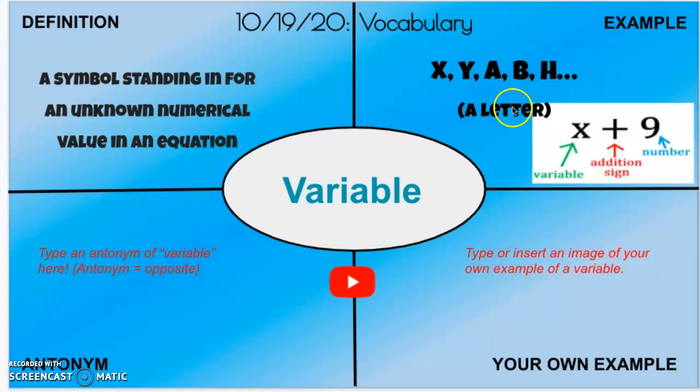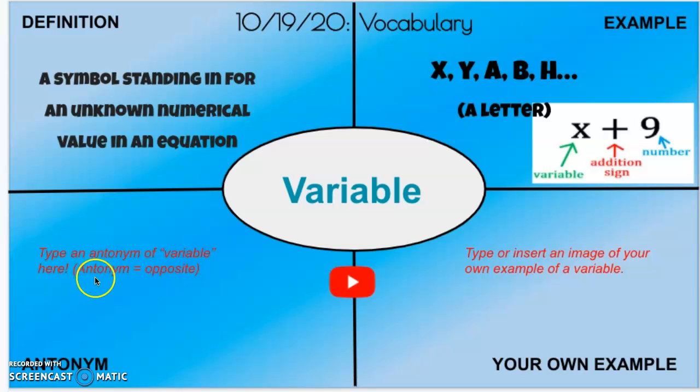For example, a variable is just a letter. So it could be X, Y, A, B, H, Z, Q. It could be any letter, and it just represents an unknown number. In this example, the variable is X. We have X plus 9. Those other two are not variables, because 9 is a number and the plus is an addition symbol. A variable is just a letter.